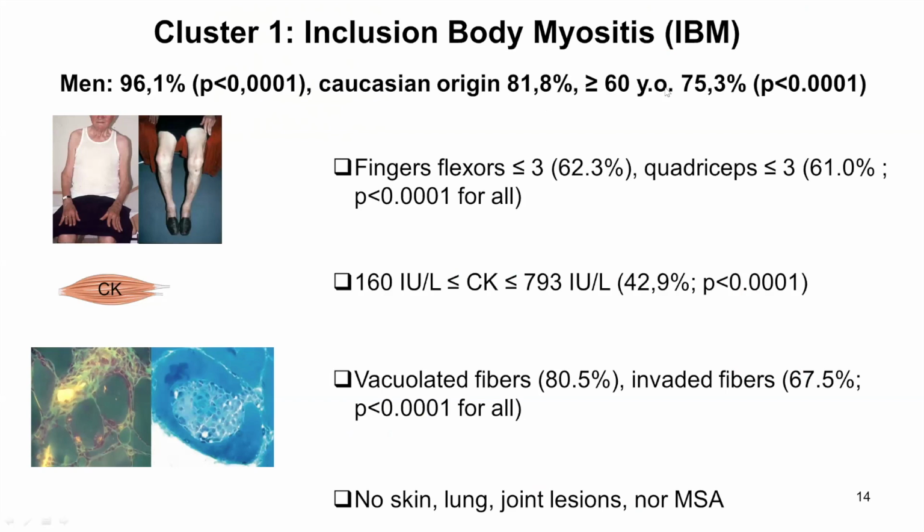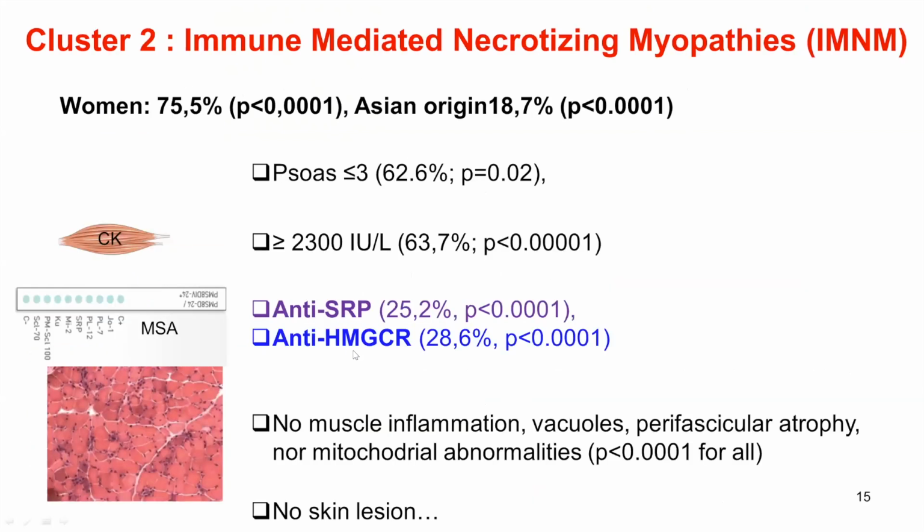These men are older than in the other group, over 16 years old. They have finger flexor weakness, quadriceps weakness, moderately elevated CK levels, and on the pathological side, vacuolated fibers, and no skin, lung, or joint lesions, nor myositis-specific autoantibodies. The second cluster is the one of the immune-mediated necrotizing myopathies.